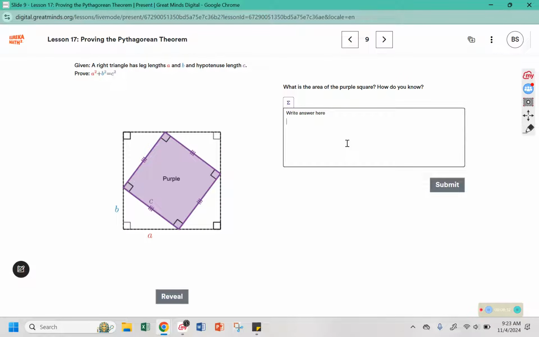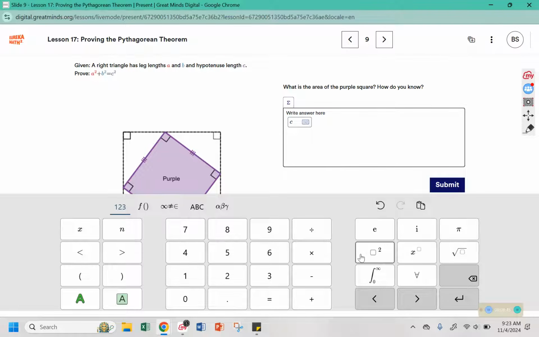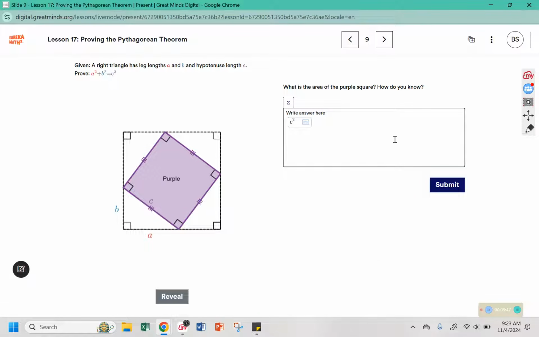What is the area of the purple square? Well, we know the side length is C, so C times C would be C squared. And how do we know? The side length is C, and it is a square. So C times C.